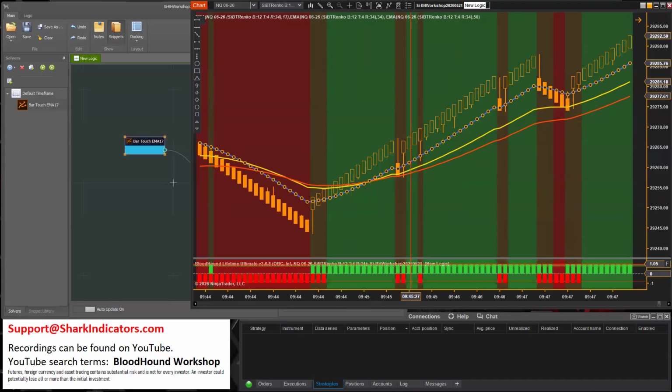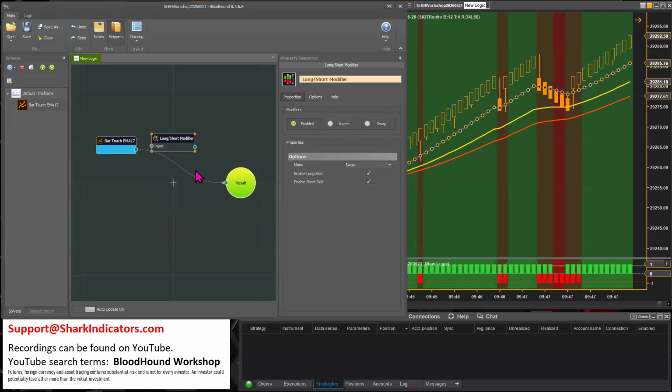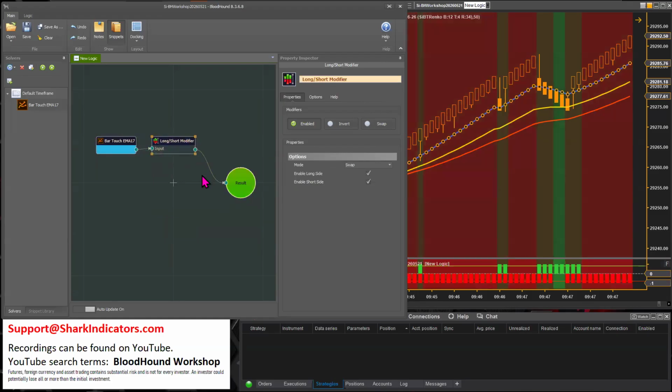So now we just need to filter out all the bars with a long and a short signal together and remove the long only and the short only. To do that, pretty simple here. Grab a function node. Where is it? There we go. That long short modifier is what we want there.